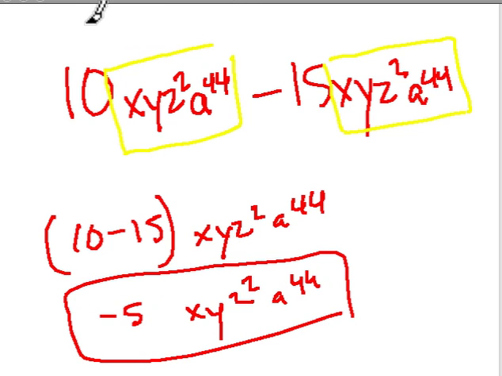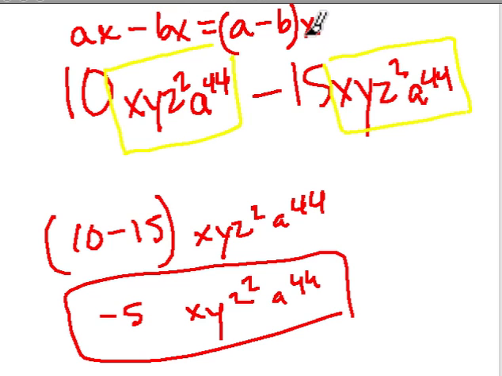And it goes back to this idea that if you have a times some variable or group of variables minus b and then the same group of variables, we can solve it by just subtracting the coefficients and then rewriting the variable.